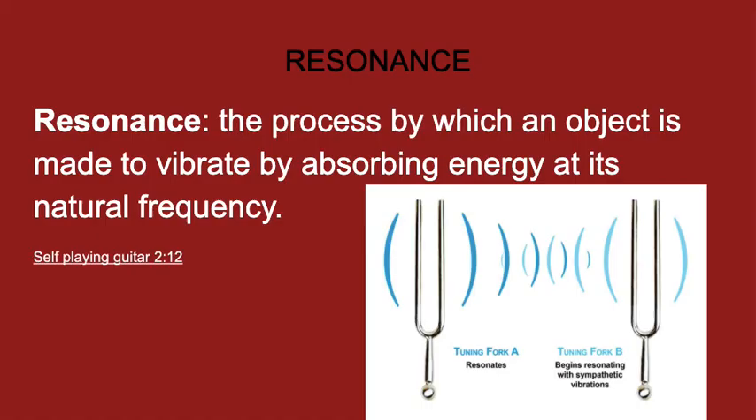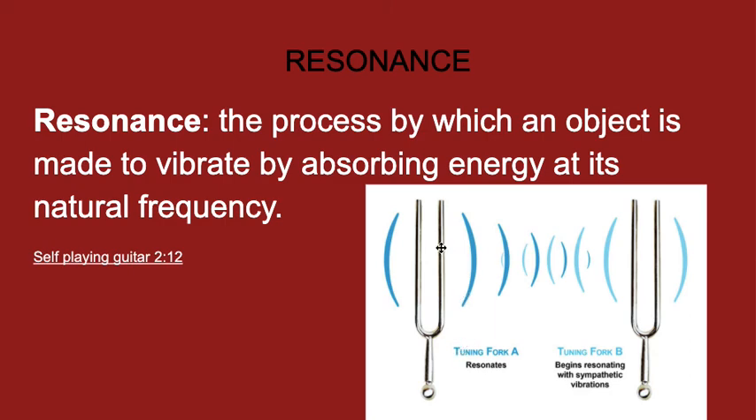Then we're going to talk about something called resonance. Resonance is the process by which an object is made to vibrate by absorbing energy at its natural frequency. So all matter has a natural frequency. And if you can produce a wave of energy and it strikes another object with that wave's natural frequency, that object will start to vibrate. So here we have two tuning forks, the exact same type of tuning fork. We strike tuning fork A.